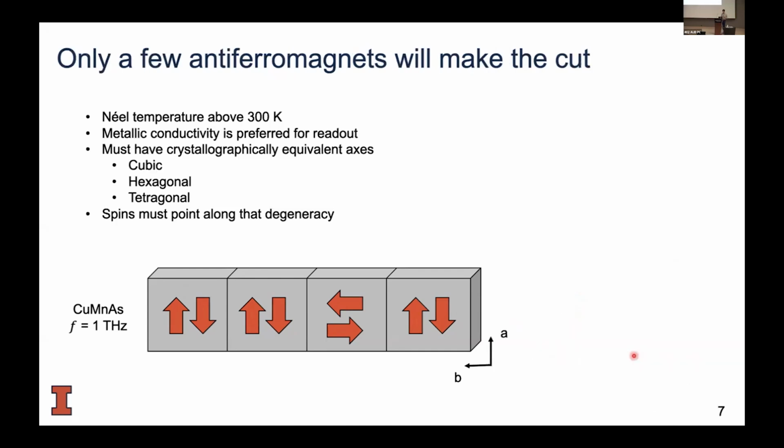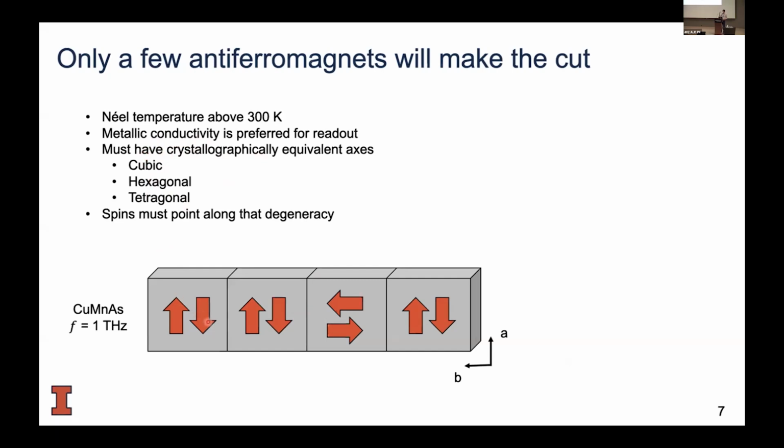What sort of materials would you use to build a technology on this? And so you need to have a few things. You have to have a Néel temperature that's above 300 Kelvin, so you want this thing to work at room temperature. You need to have metallic conductivity because you need to be able to send the current in, you need to read it electrically. You have to have, this is a tricky one, must have the crystallographically equivalent axes.